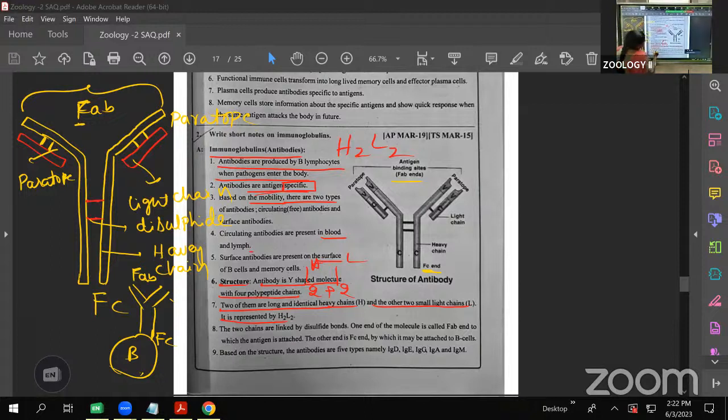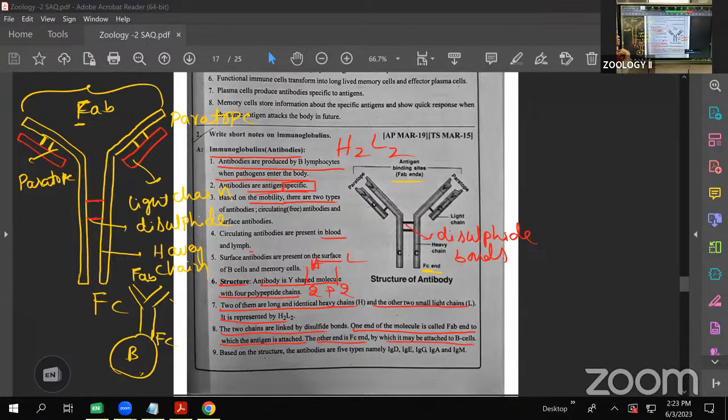Next, the chains are linked by which bonds? Already I said these are disulfide bonds. Linked by the disulfide bonds. One end of the molecule is called the FAB end, which is where the antigen is attached. The other end is called the FC end, which may be attached to the B cells.